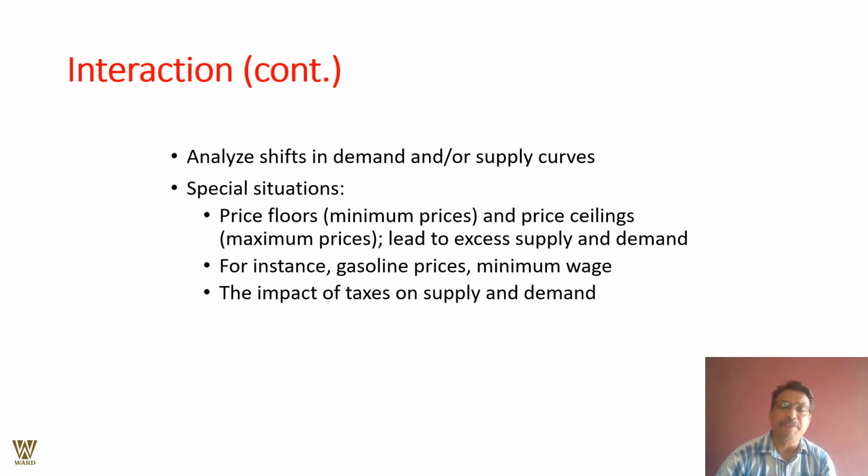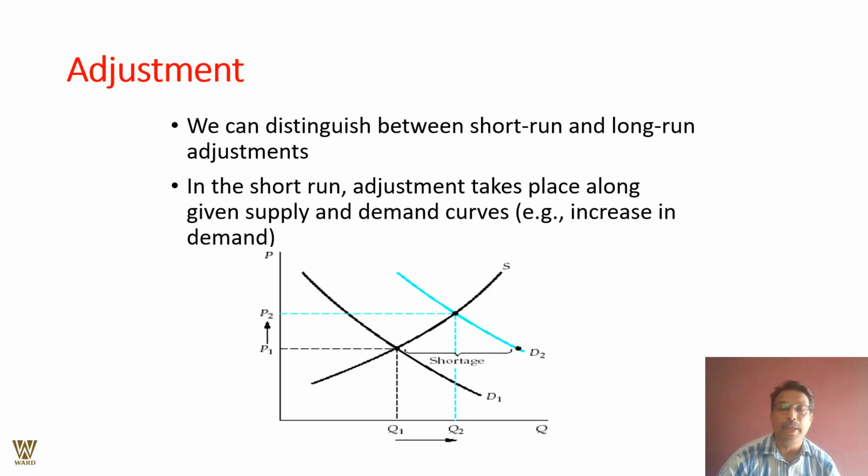Now, analyzing shifts in demand or supply curves and special situations, what are we looking out for here? Price floors, or minimum prices, and price ceilings, or maximum prices, lead to an excess supply or demand. For instance, gasoline prices, minimum wages, and the impact of taxes on supply and demand, as the case might be. What are we trying to do? We are trying to push all of this together. This is my supply demand curve.